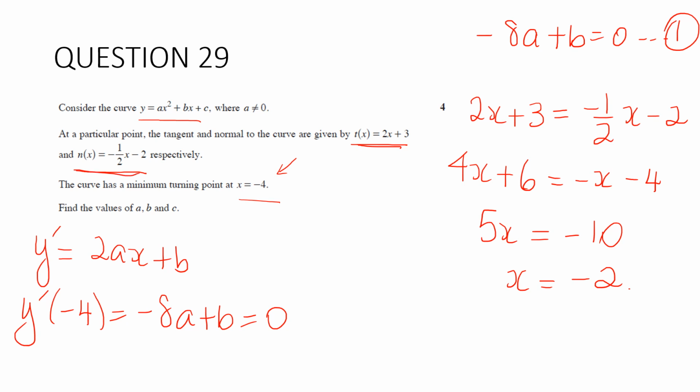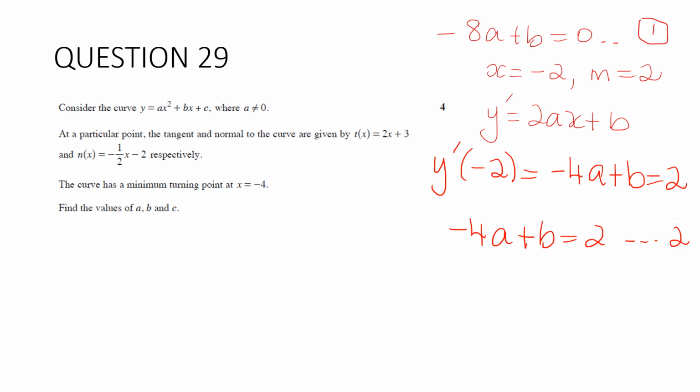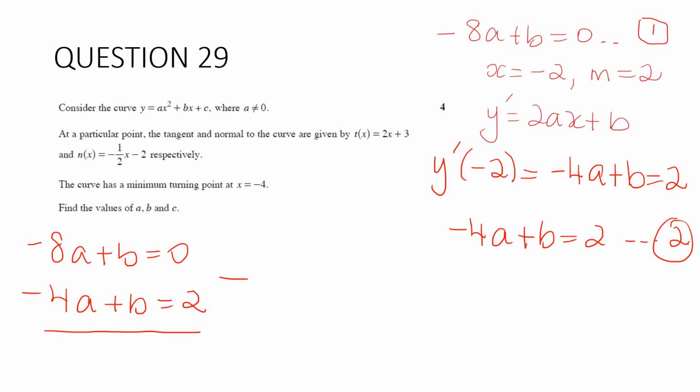And furthermore, when they meet, the gradient of the curve is 2. So let's substitute that in and we'll get another equation. So y dashed of -2, which is -4a plus b, that must be equal to 2. So -4a plus b equals 2 is our second equation. All right, let's solve these two simultaneously. So -8a plus b is equal to 0. -4a plus b is equal to 2. And I'm going to subtract the second one from the first one. So -8 take away -4 is -4a. b minus b is 0, is equal to 0 take 2, is -2. Therefore, a is equal to 1/2.